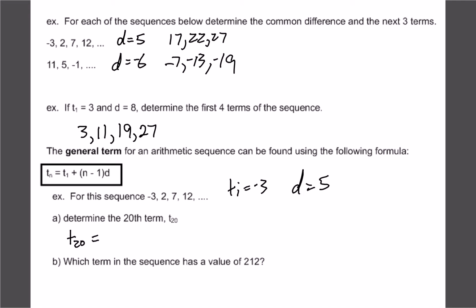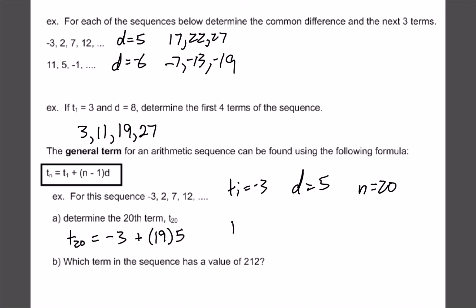So that means our 20th term will be our first term, so -3, plus, and quite often we're going to write this a couple different ways. In this case we're going to write it as n-1. So n is standing for our 20th term. We're looking for the 20th one in the list. So we put 20 minus 1, which would be 19, and our common difference was 5.